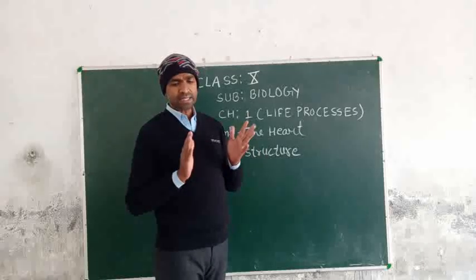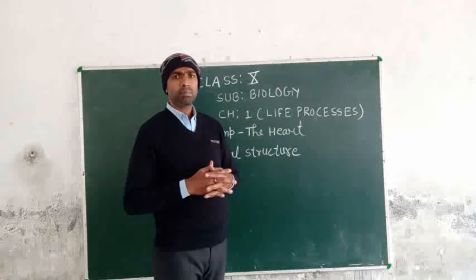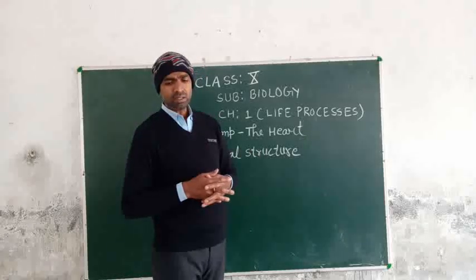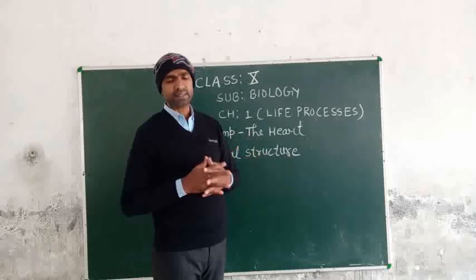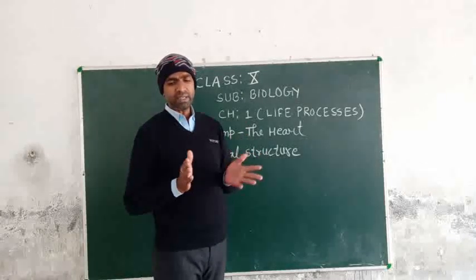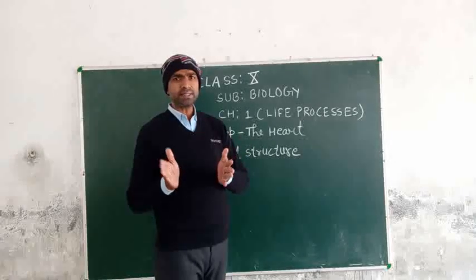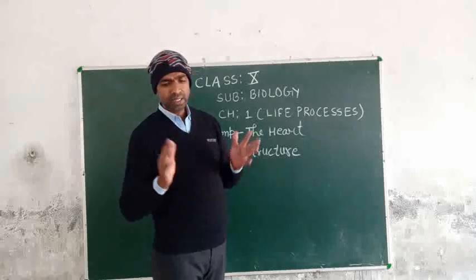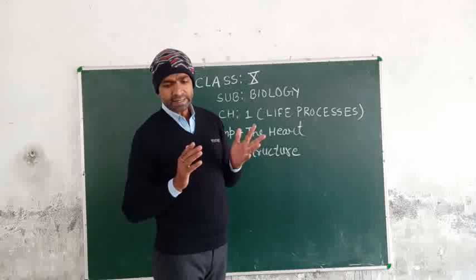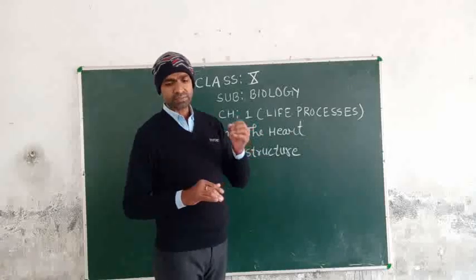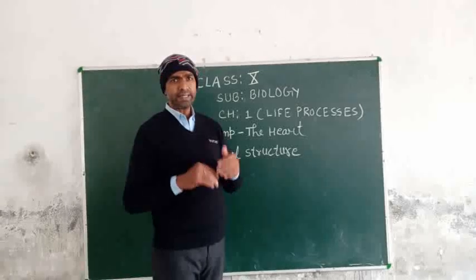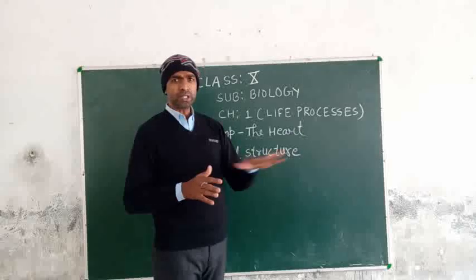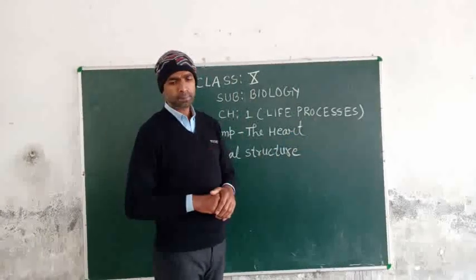Now, blood vessels leaving the heart. From the right ventricle, the large pulmonary artery arises. It takes venous blood to the lungs for oxygenation, and from there the purification of blood will be done.